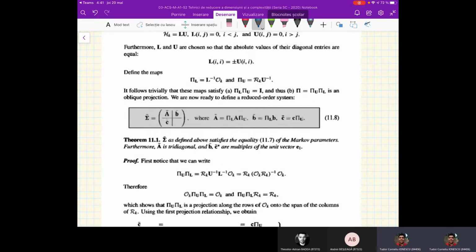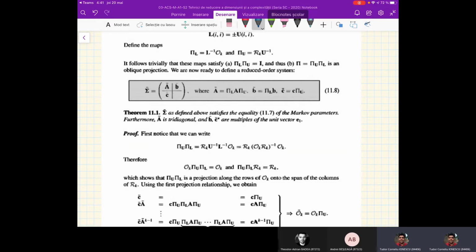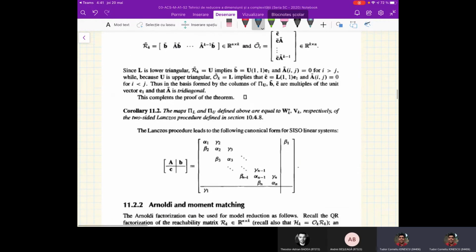And then you apply what I showed you with W and V. And this is your reduced order model. And the sigma hat defined by relation 11.8 satisfies the moment matching equality 11.7, moment matching with respect to the Markov parameters of the system. Furthermore, A tilde is tridiagonal. This is very interesting. And B tilde and C tilde are multiples of the unit vector. So this is a very specific form of reduced order models. And here is a proof which we are going to skip.